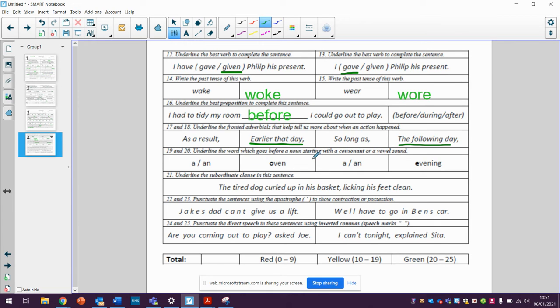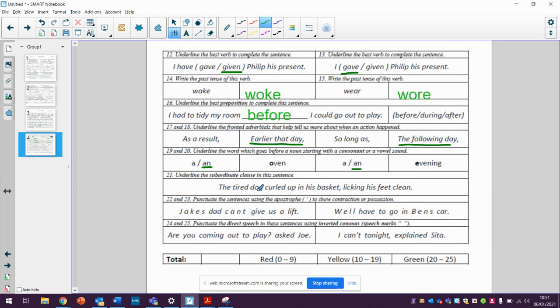Underline a word which goes before the noun. So remember, when it's a vowel, A-E-I-O-U, we say an. So we've got A-E-I-O-U, so we say an oven. A-E-I-O-U, oh, we say an evening. They're both an evening.